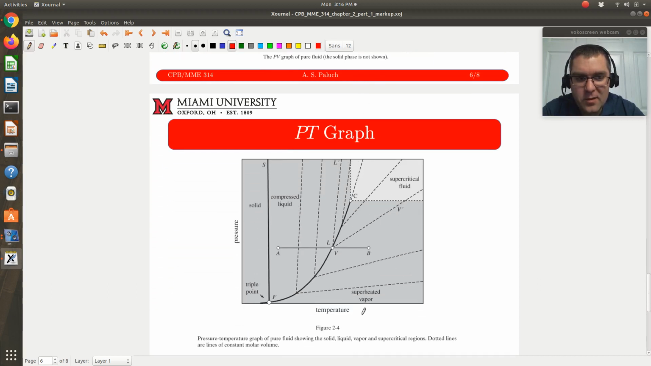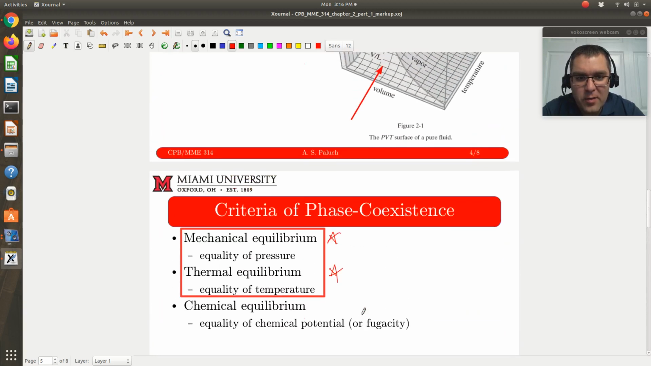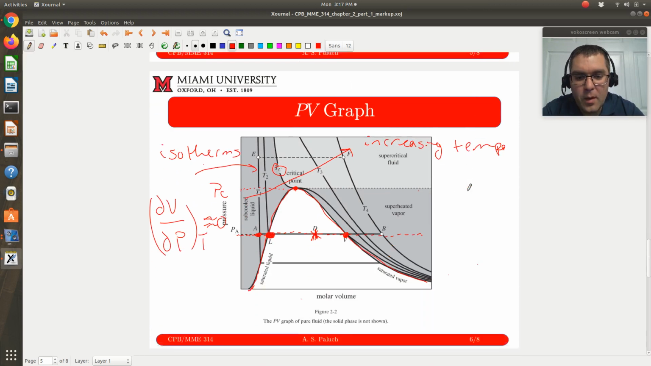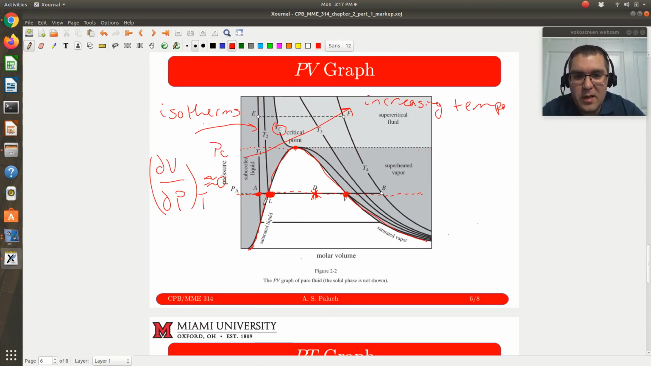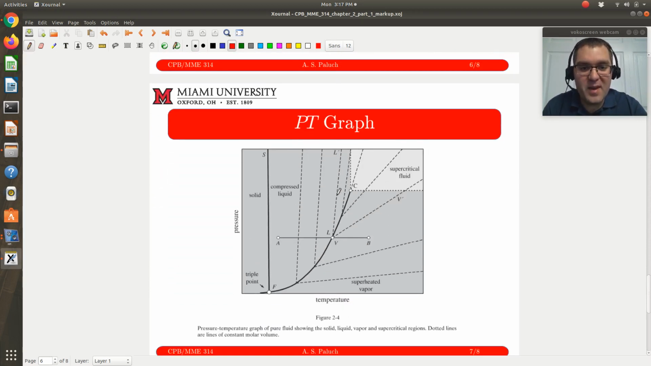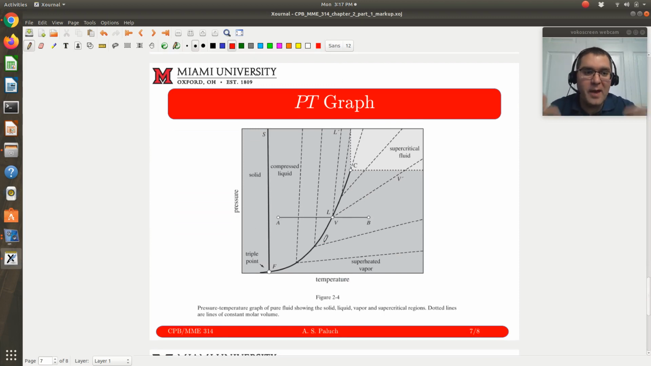All right, so next is the PT graph. Looking at the three-dimensional surface, here's PV. Next we're just looking at this plane over here, pressure versus temperature. The main big difference you're going to see is that in our PV phase diagram, we had a dome. Why? Because at vapor-liquid coexistence, my liquid and vapor at equilibrium are at the same temperature and the same pressure, but they aren't at the same molar volume or specific volume. We know the molar volume of my vapor is going to be greater than my liquid.